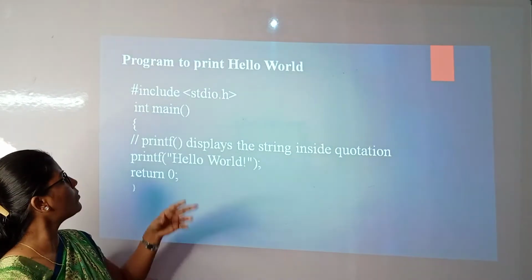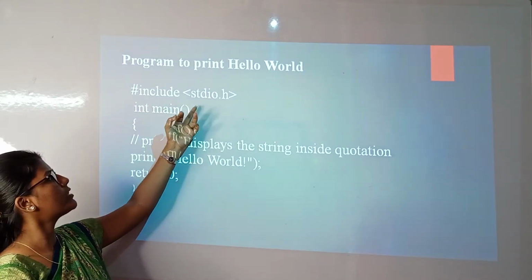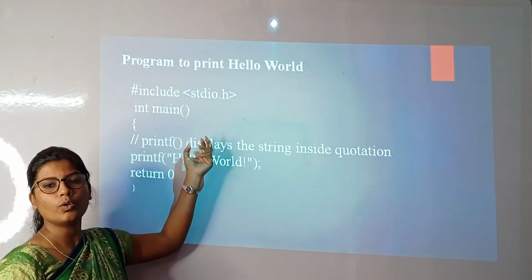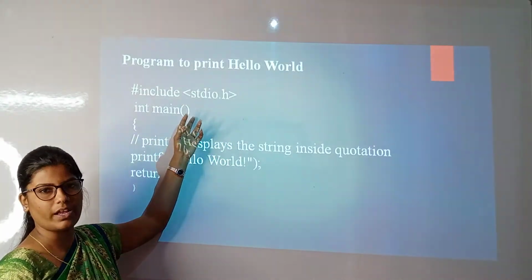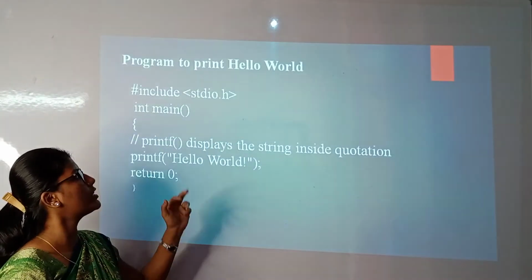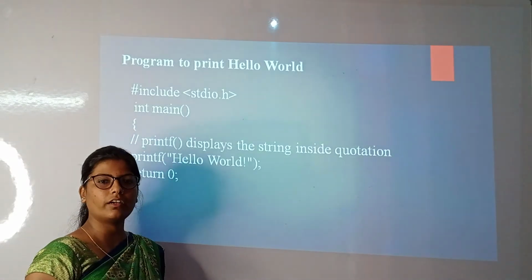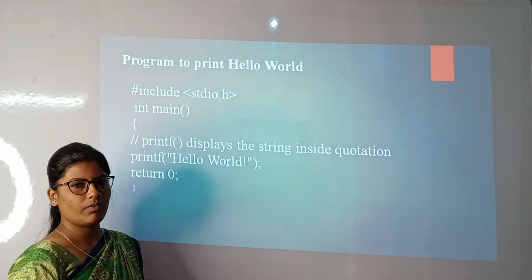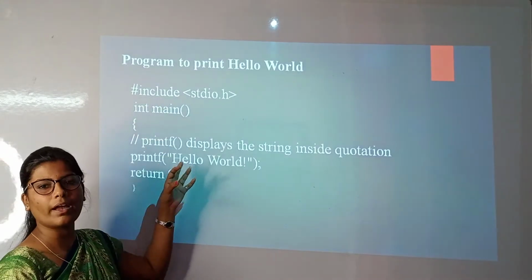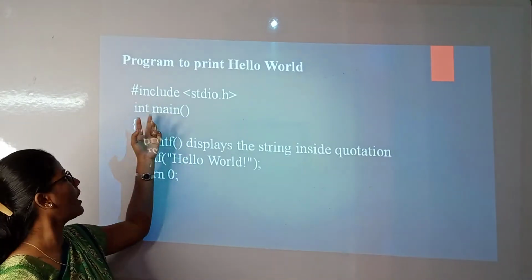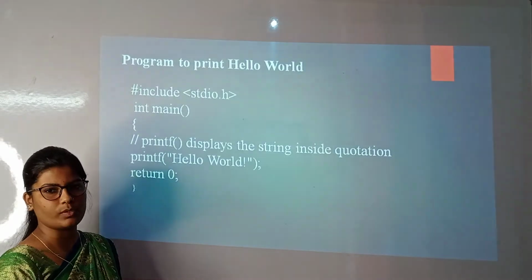Our first line is #include stdio.h. For C programming we need to insert some header files. The first one is stdio.h, which means standard input output header file. #include creates a background for programming. Hash is also called the preprocessor.